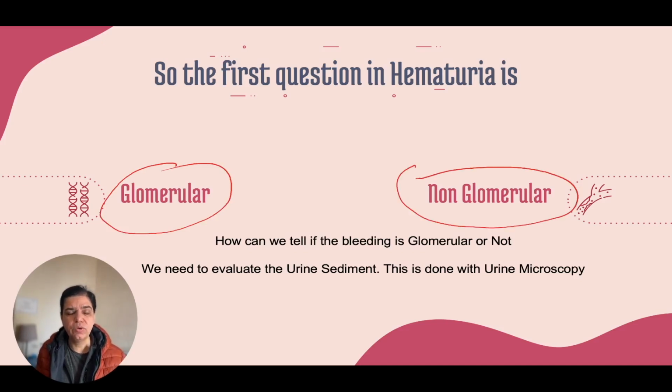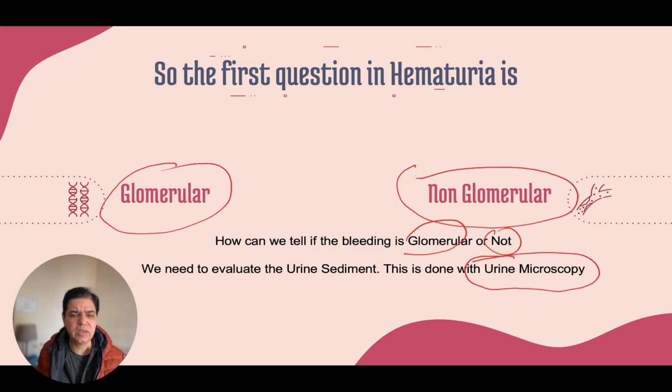So how do we know if that blood that is present in his urine sample is glomerular in origin or not? Now, urine dip simply tells us that it is blood. But to determine whether it is glomerular in origin or non-glomerular in origin, we need to evaluate the urine sediment. In other words, we need to take a sample of this urine sediment, prepare a slide, and look at it under the microscope. And that's usually done by an expert. So we call it urine microscopy. So urine microscopy is done.